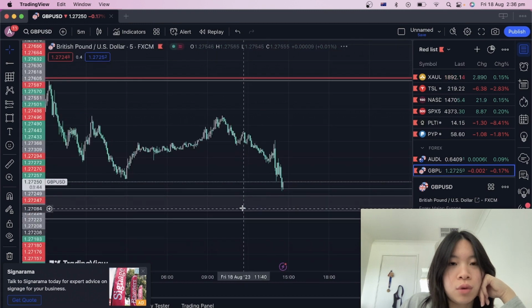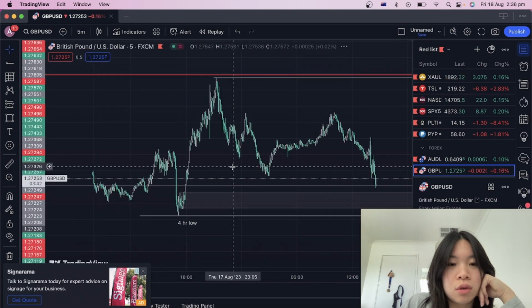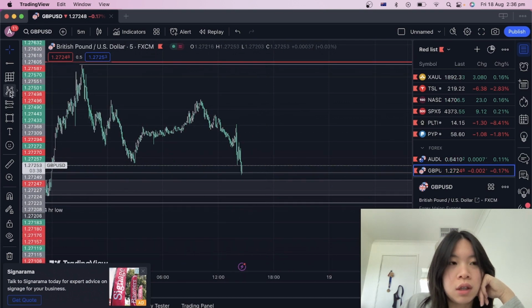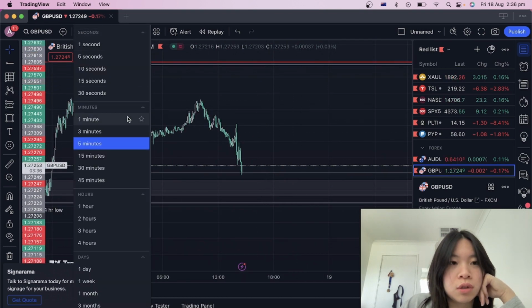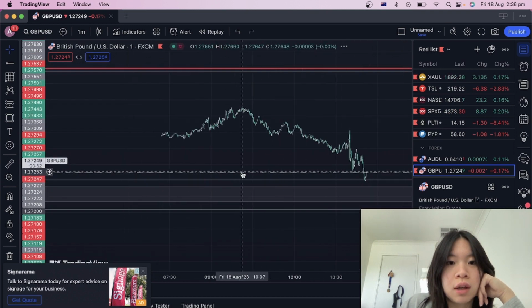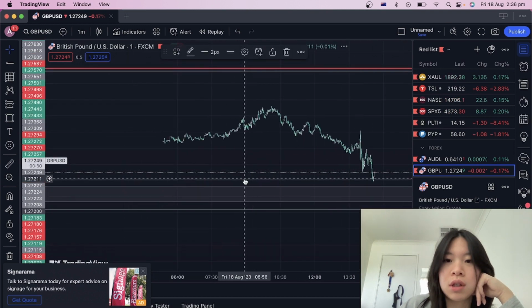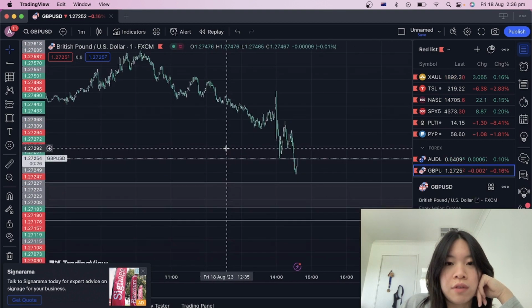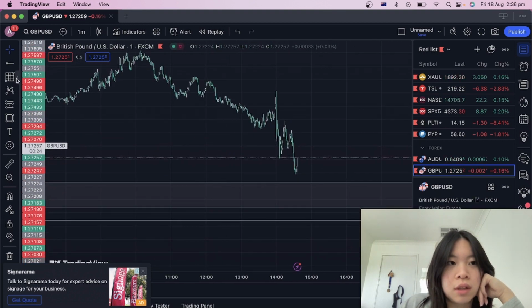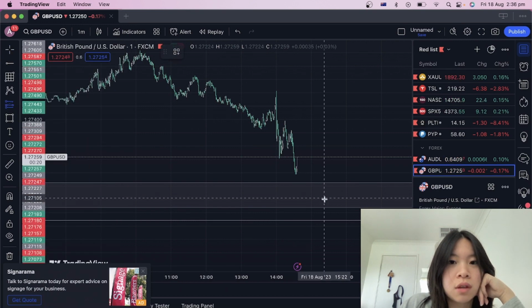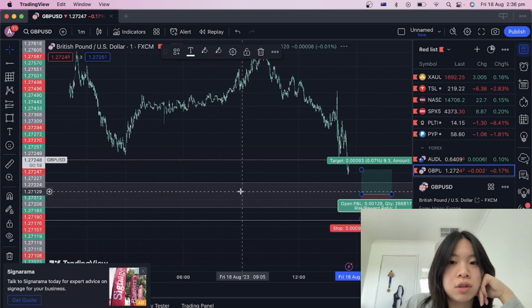I am looking for price to enter this range. I need a break of structure upwards on the 1 minute after it enters this range. And I also want to see some sort of order block or fair value gap entry. That's what I usually like to enter off of. So we have an entry somewhere around there.